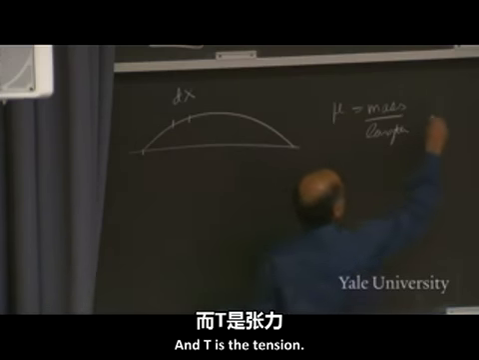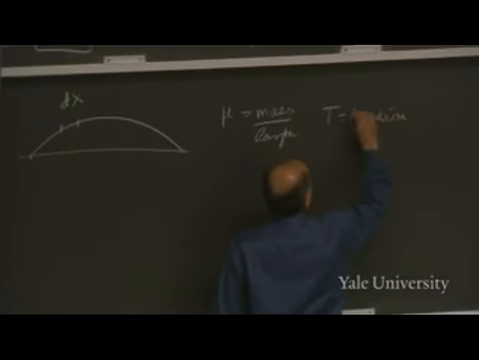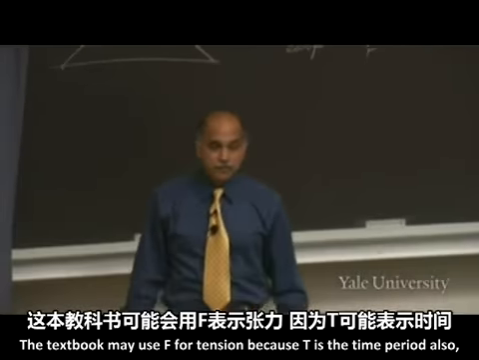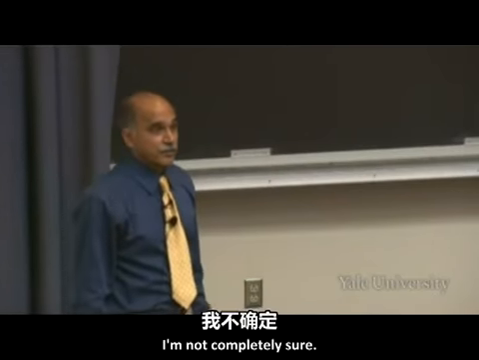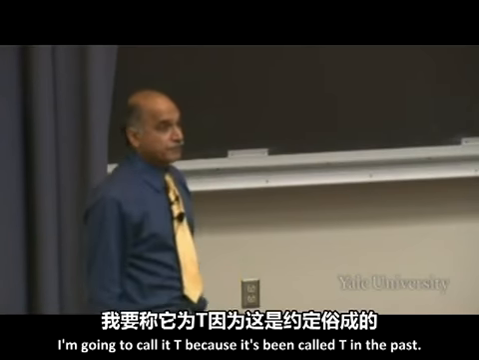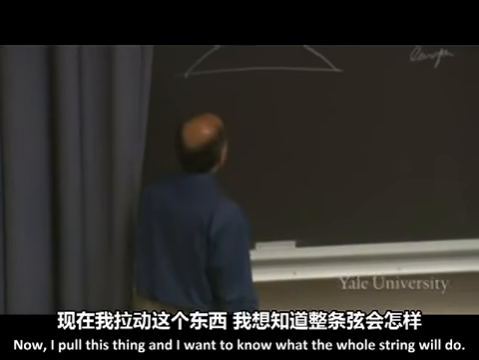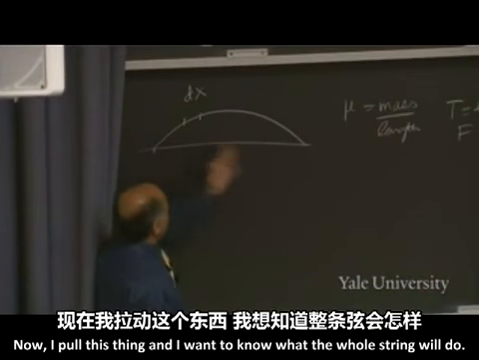And T is the tension. The textbook may use F for tension because T is the time period also, so it depends on what symbol they use in the book. I'm not completely sure. I'm going to call it T because it's been called T in the past. Now, I pull this thing, and I want to know what the whole string will do.